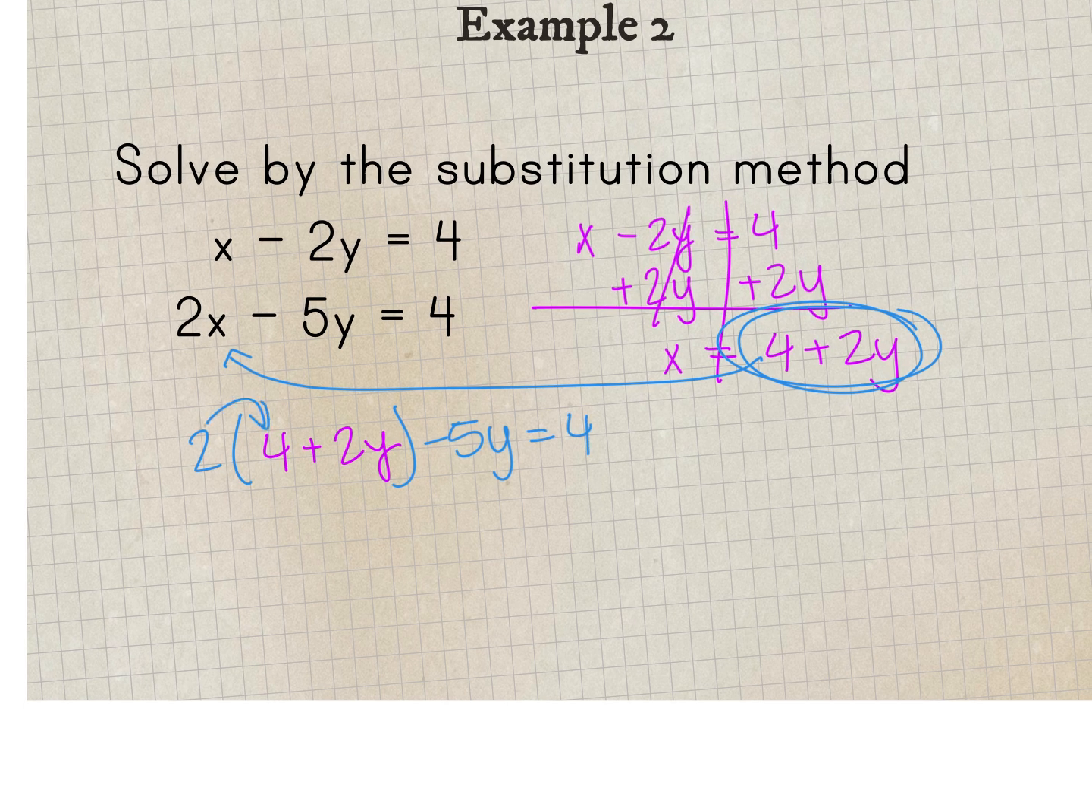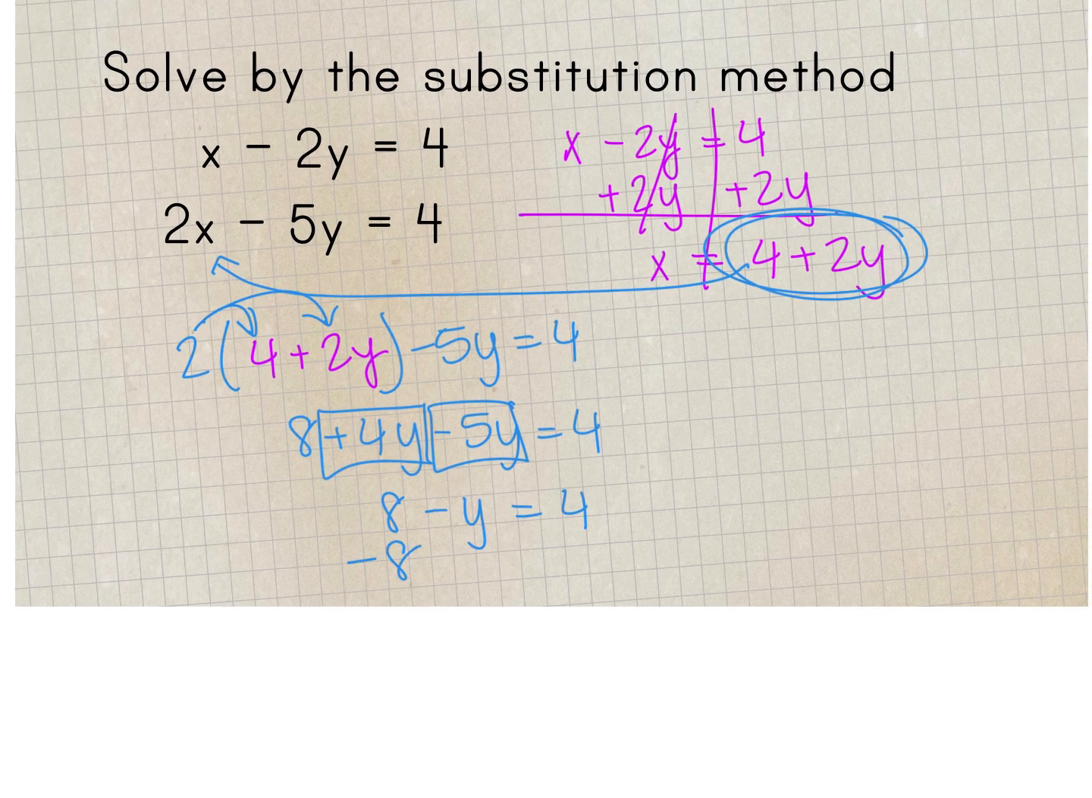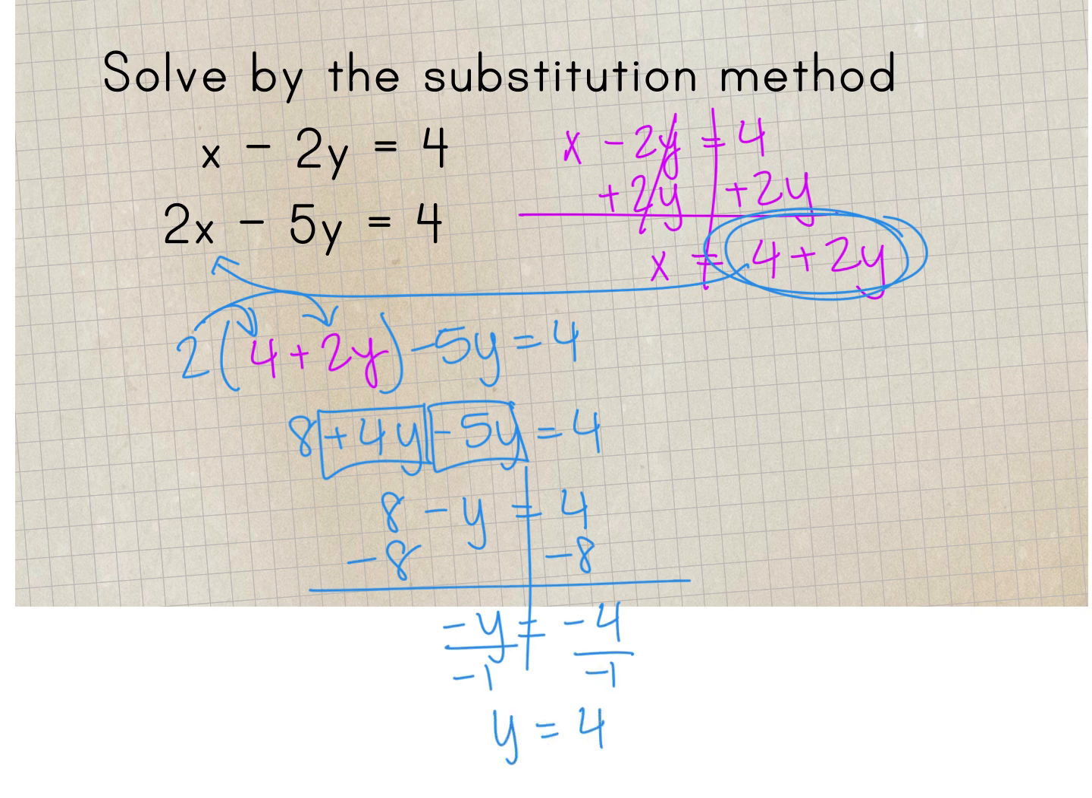And then I'm solving for y. So distribute. I'm going to get 8 plus 4y minus 5y equals 4. Combine my like terms. 8 minus y equals 4. Subtract 8 from both sides. You guys always leave your variable last. Oops, not negative 8, negative 4. Divide by negative 1. And y is going to equal 4.